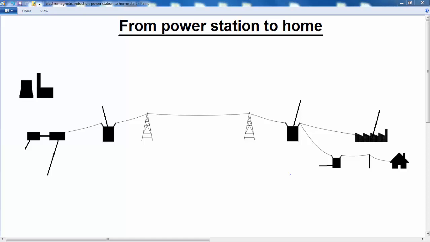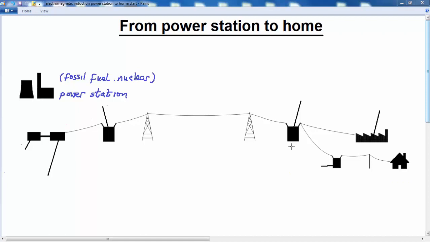In this lesson we're going to look at how electricity is transported from a power station to your home. We're using this symbolic diagram to describe the various processes or steps involved, from the power station to your home, here at the other end of the diagram. And this power station might be, for example, a fossil fuel power station or a nuclear power station.